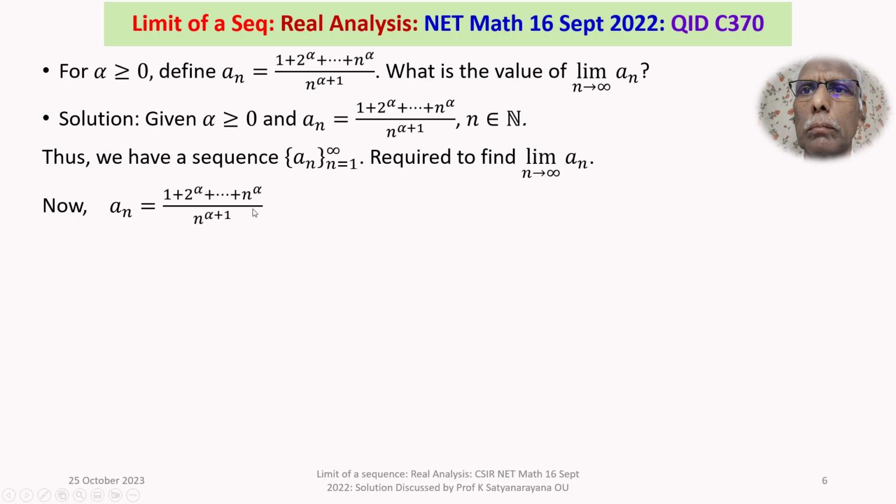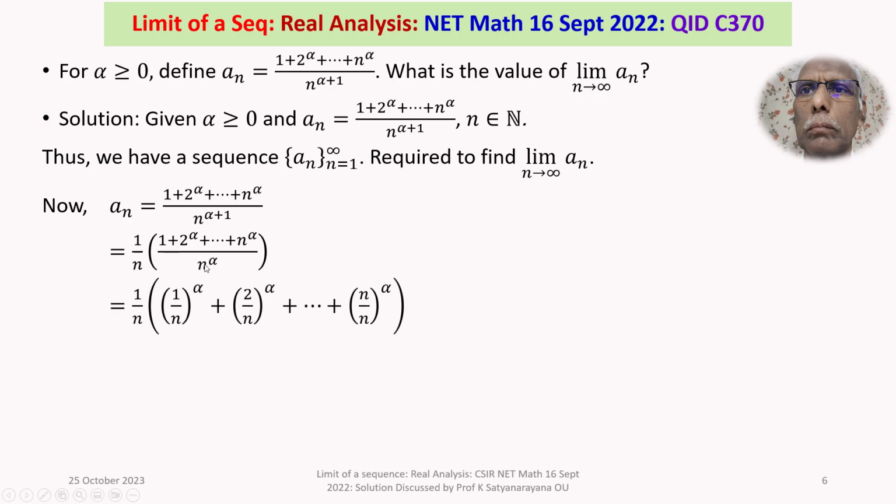Now we take a_n and we write it as 1 by n in brackets (1 plus 2 power alpha plus so on and so forth plus n power alpha) whole by n power alpha. Now we separate them. 1 by n into 1 by n to the power of alpha we have written as (1 by n) whole to the power of alpha, plus 2 power alpha by n power alpha we have written as (2 by n) whole to the power of alpha, plus so on and so forth plus (n by n) whole to the power of alpha.